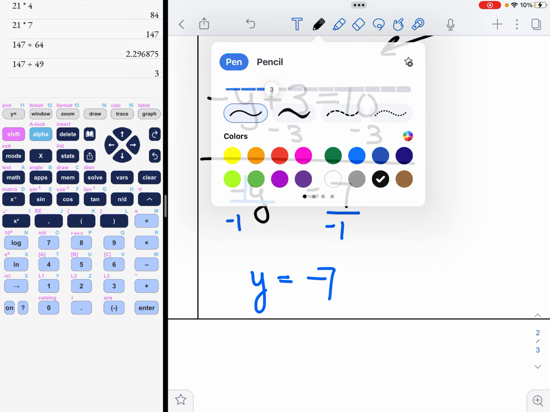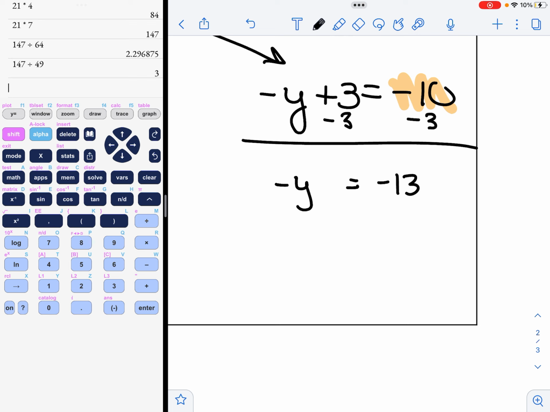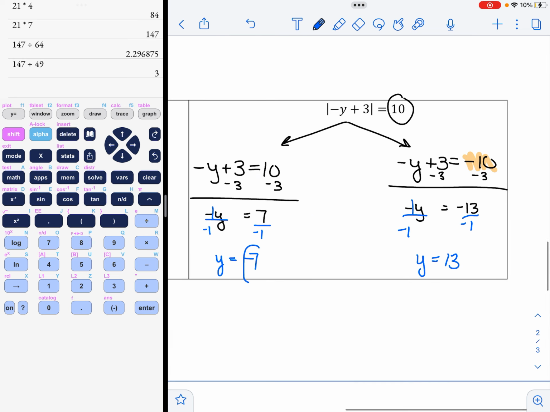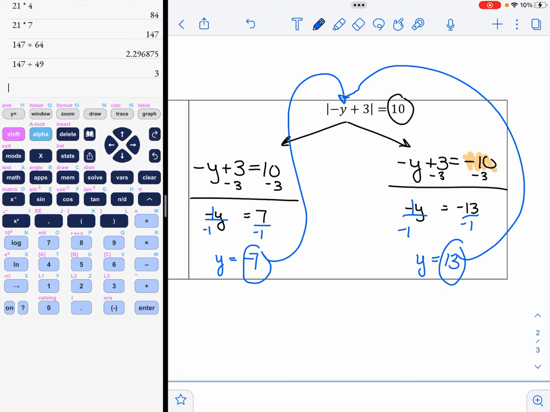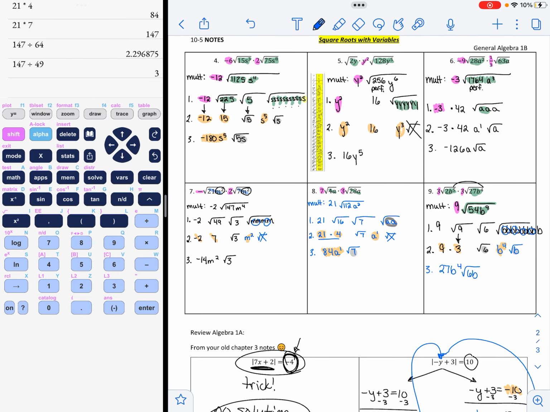Okay, the next thing you need to do. Subtract 3 from both sides. -y equals -13. Remember, that's a -1, so divide by -1, and you get y equals +13. So if originally you were to put a -7 in for this y, which would be a +7, it would work. And if you put 13 in there with that -y, which would be -13, you would also get that 10 at the end.